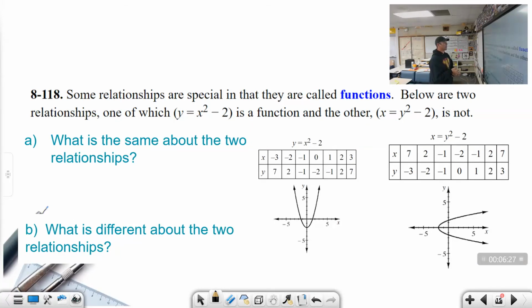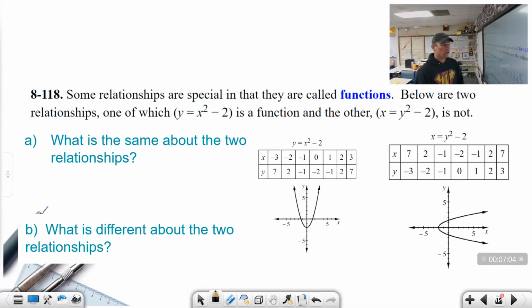Now, problem 8-118. Some relationships are special in that they are called functions. Functions behave like they should. They help us predict the future. Below are two relationships, one of which is y equals x squared minus 2, which is a function, and the other, x equals y squared minus 2, is not. Question letter A: what is the same about the two relationships? I want you to look and write a sentence. What is the same about these two things? Pause the video now.